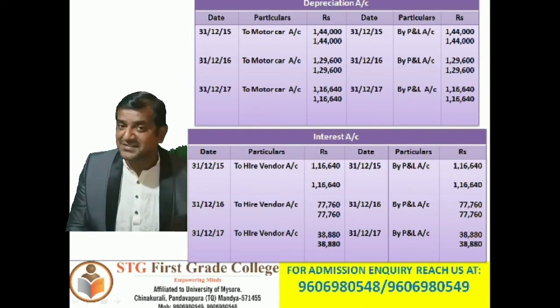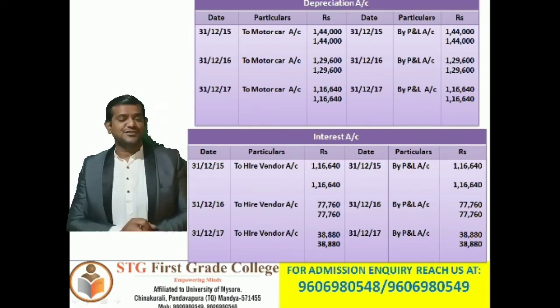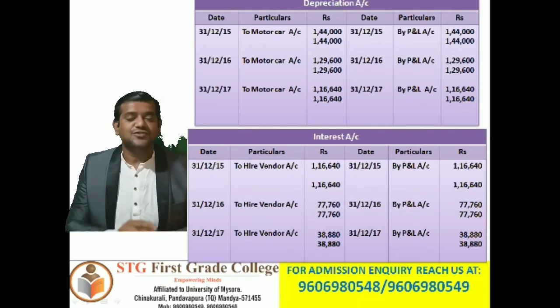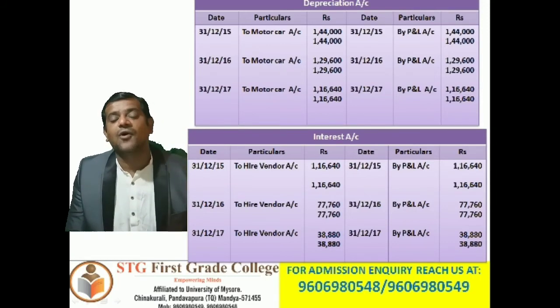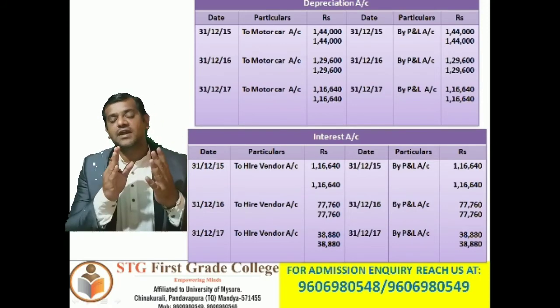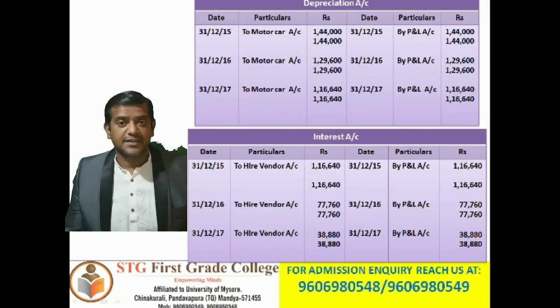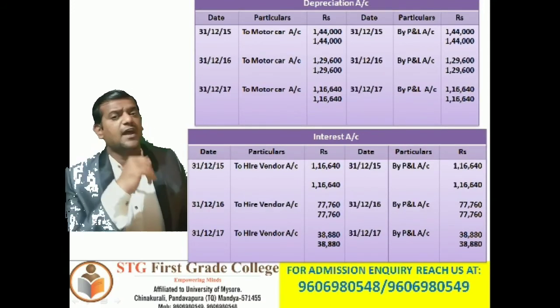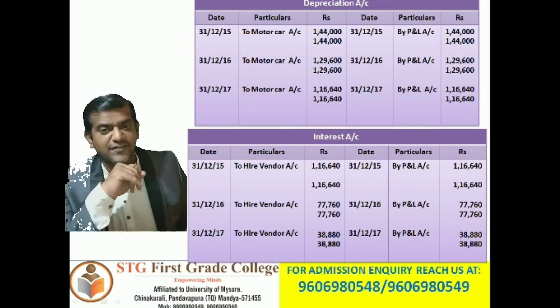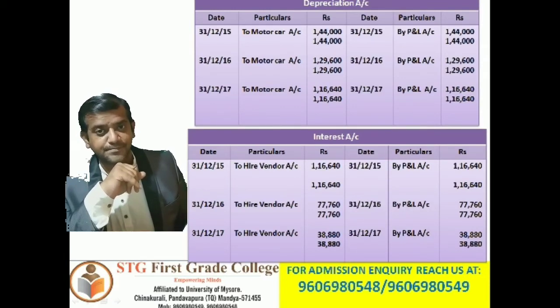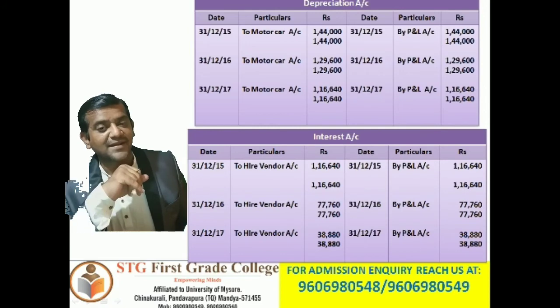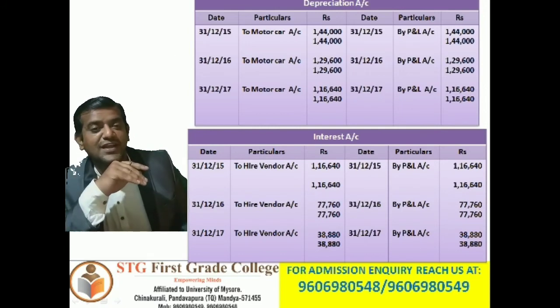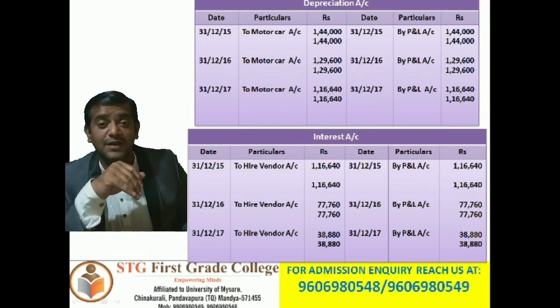So now we are moving further to the interest account, as we are done with the depreciation account with the 3 years' statement. Clear? So again, the interest account is also very simple. We are going to calculate it on the consideration of the hire vendor's account. Clear? So the hire vendor will be considered here. In the hire vendor account, on which side have we calculated interest? Credit side, correct? So then obviously the interest account should be debited by the hire vendor account.